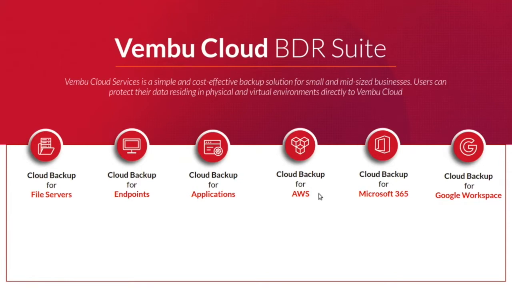If you are running an EC2 instance in any region of AWS, you can take a backup and store it on the Vembu Cloud. Then we have backup for Microsoft 365 and backup for Google Workspace.